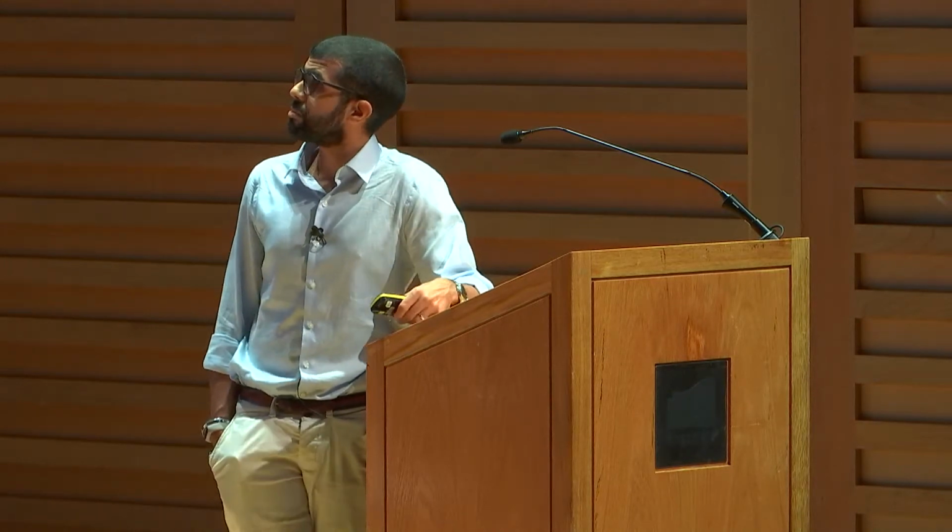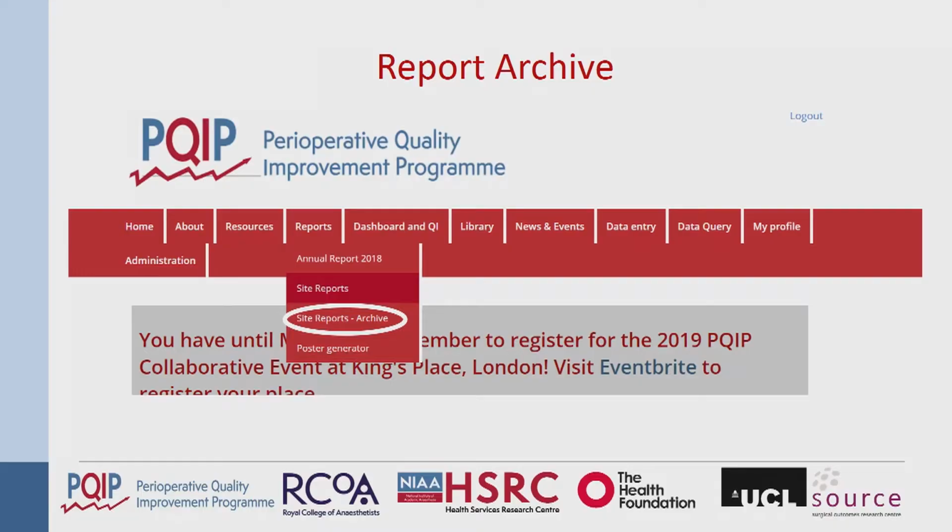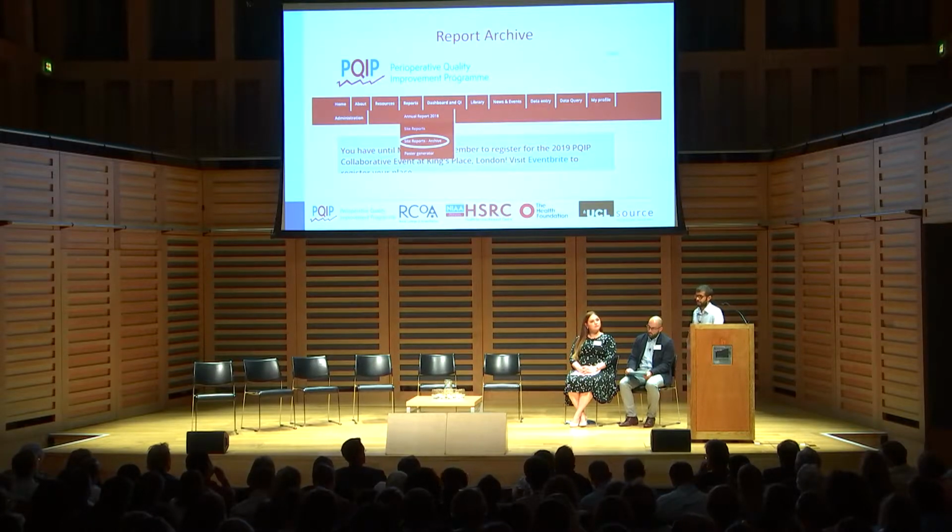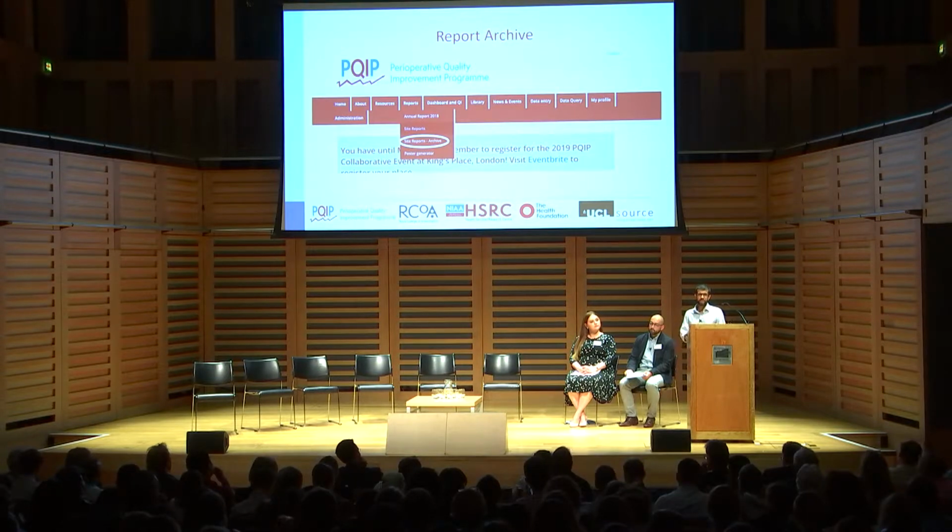But if you want to go back and look a bit further back, then you can look at the archive, and that's just a bit below. And this contains the archives going back as far as we can go, from when your site joined PQIP or started recruiting to PQIP. And this allows you to look at data you've collected from further back. So if you want to see 2 years back, you can do that through the archive.